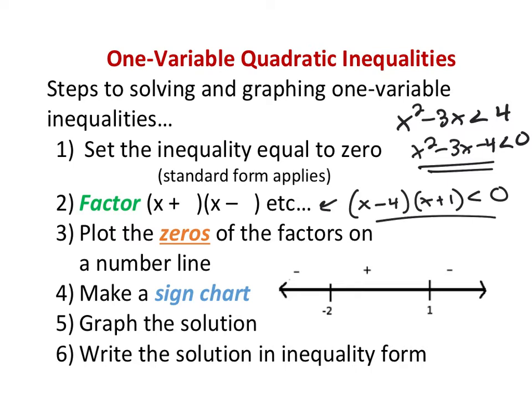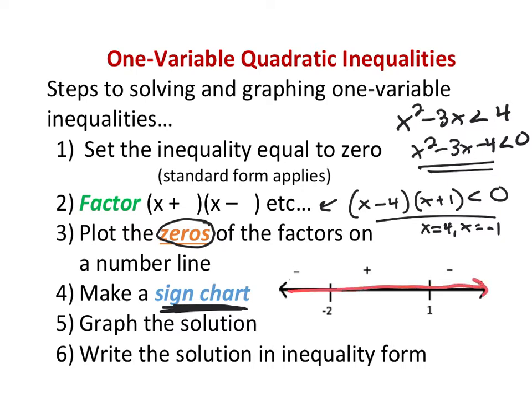Once you factor it, we plot the zeros of the factors on a number line. So we put the opposites of those factors, right? What makes that 0? So in this case, we'd be plotting x equals 4 and x equals negative 1 if this was our case on that number line. And then we do what's called making a sign chart, which is going to be something new to you. So we have our number line down below here.